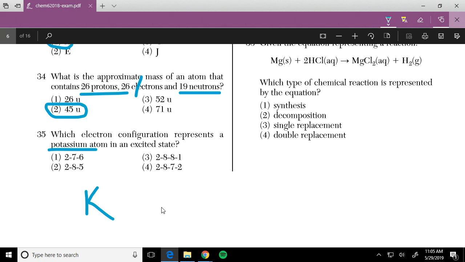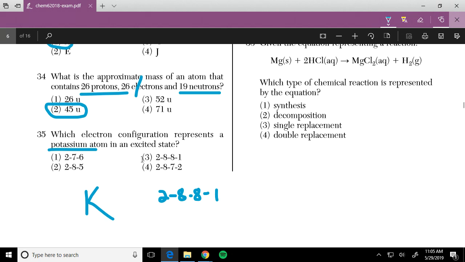Then I can go from there. I need to find out how many electrons it has and what its ground state configuration is. So element 19 is K, and it's got a 2, 8, 8, 1 for my ground state. This is what I see on the periodic table.